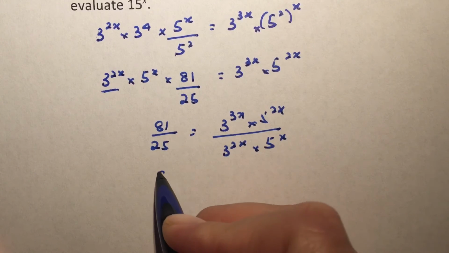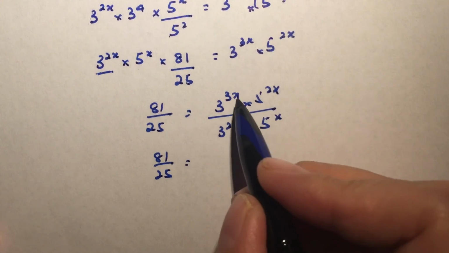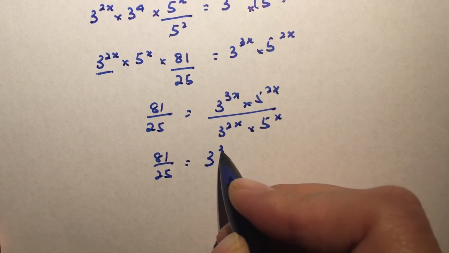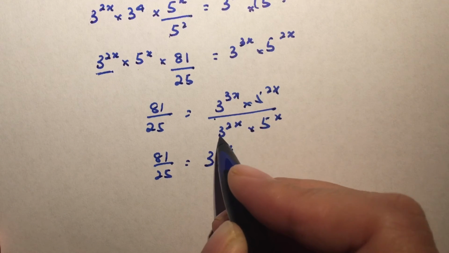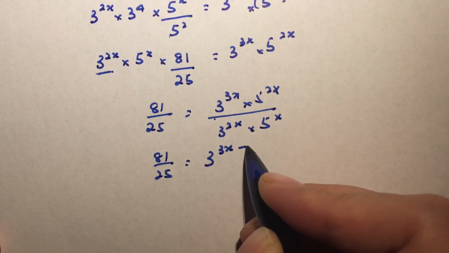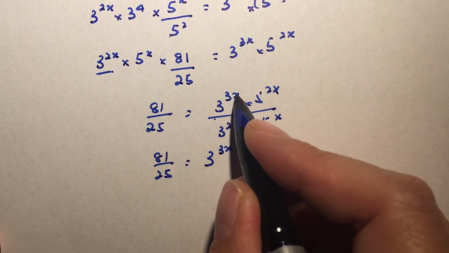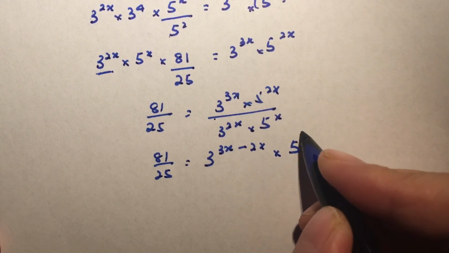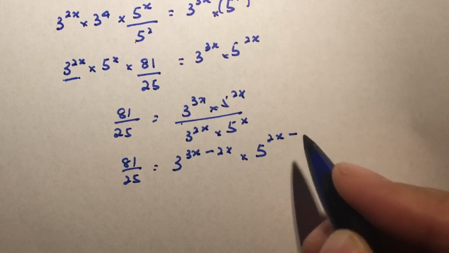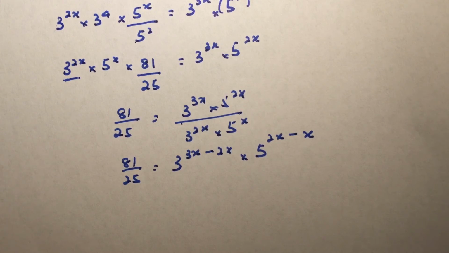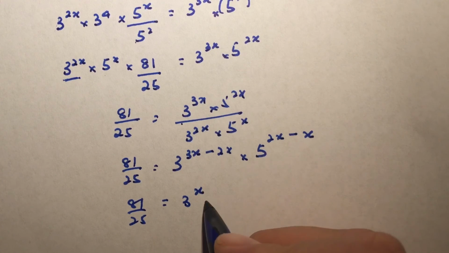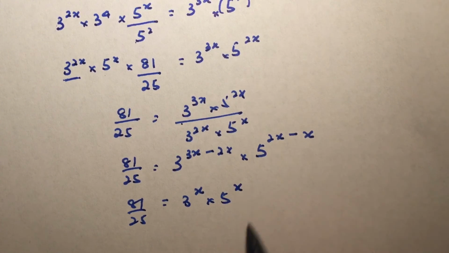Now 81 over 25, I'm just going to leave it as such. But here I will actually apply the law of indices because both are base 3. Alright, so I have 3 to the power of 3x divided by 3 to the power of 2x. So when this is a division, I can say that this is 3 to the power of 3x minus 2x for the exponent. Now same thing goes for your 5. 5 to the power of 2x, this is a divide, so it's minus. And the exponent is an x. So what are we going to have here? Okay, 3 to the power of 3x minus 2x is just x. 5 to the power of 2x minus x is also x.